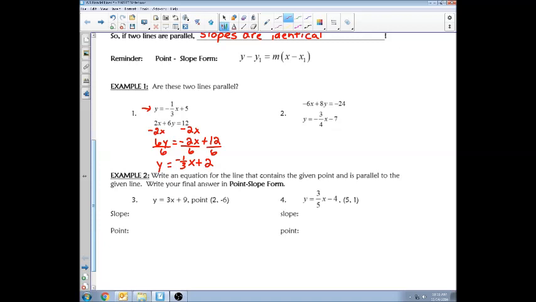Are our slopes identical? Well, my slope for my new equation is negative 1 over 3. My slope for my original was negative 1 over 3. So yes, they are. Okay, on to problem number 2.